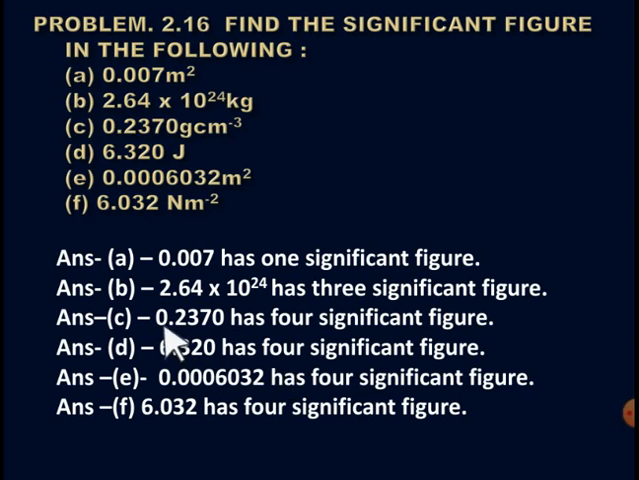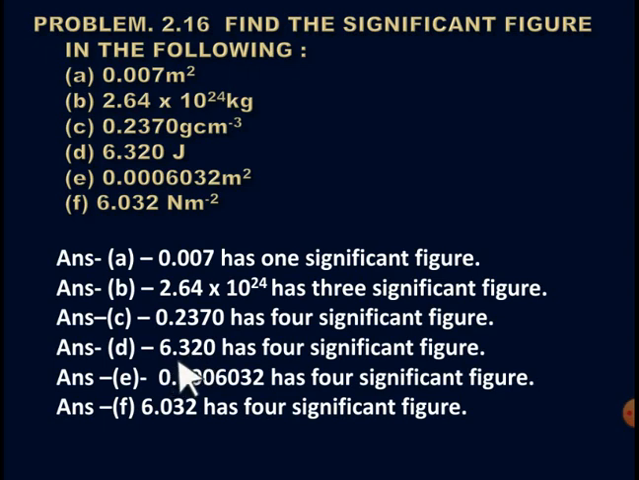This one is less than 1, but this one is greater than 1. So for less than 1, that means 0.2370, all the zeros that are coming after the decimal and to the right of a non-zero digit will be significant. But here also, as this is a number which is greater than 1, all those zeros coming after the decimal point and to the left of a non-zero digit will be significant.